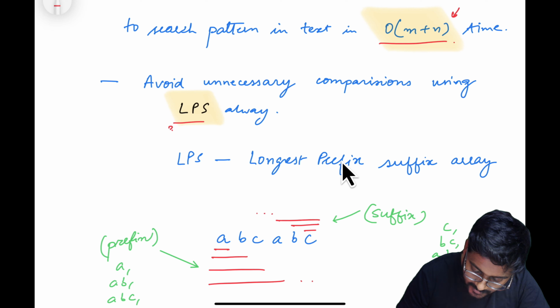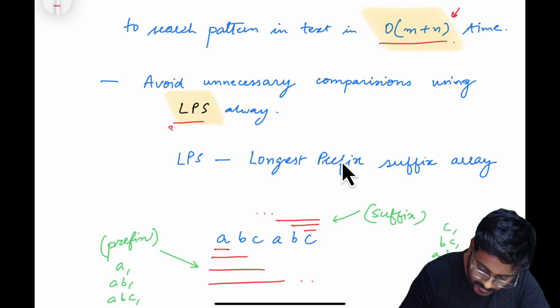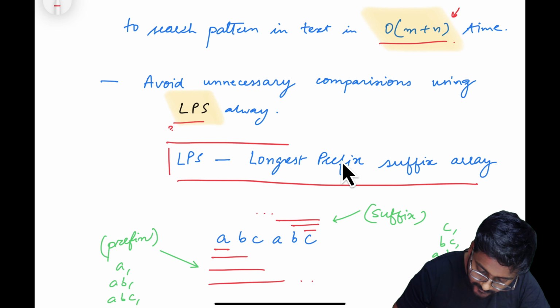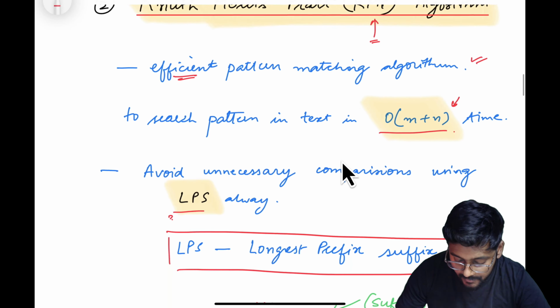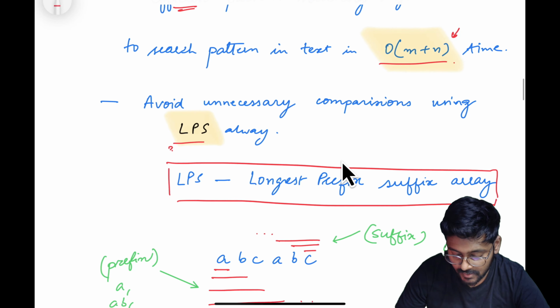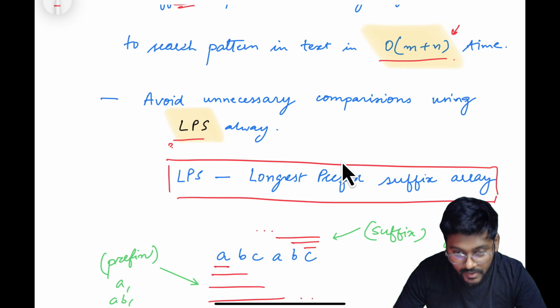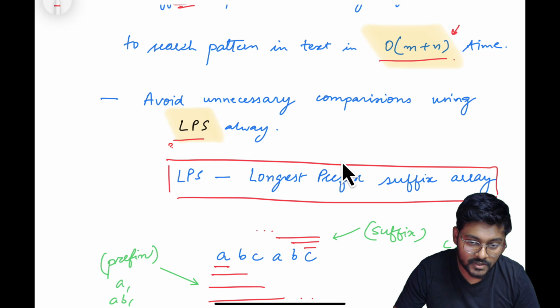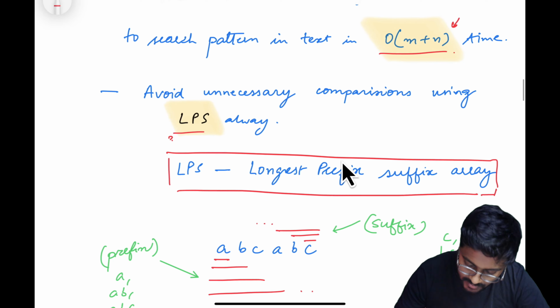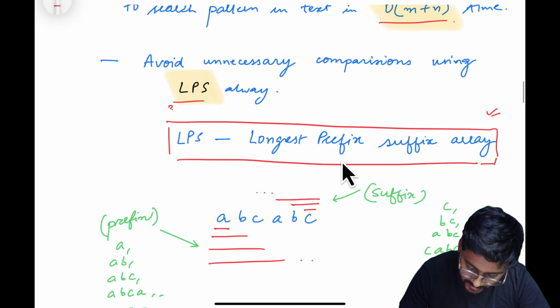LPS is longest prefix suffix array. So here in KMP we prepare some kind of LPS array. LPS array means, for any string, what is the length of the prefix which is equal to the suffix. We'll have that understanding later on.